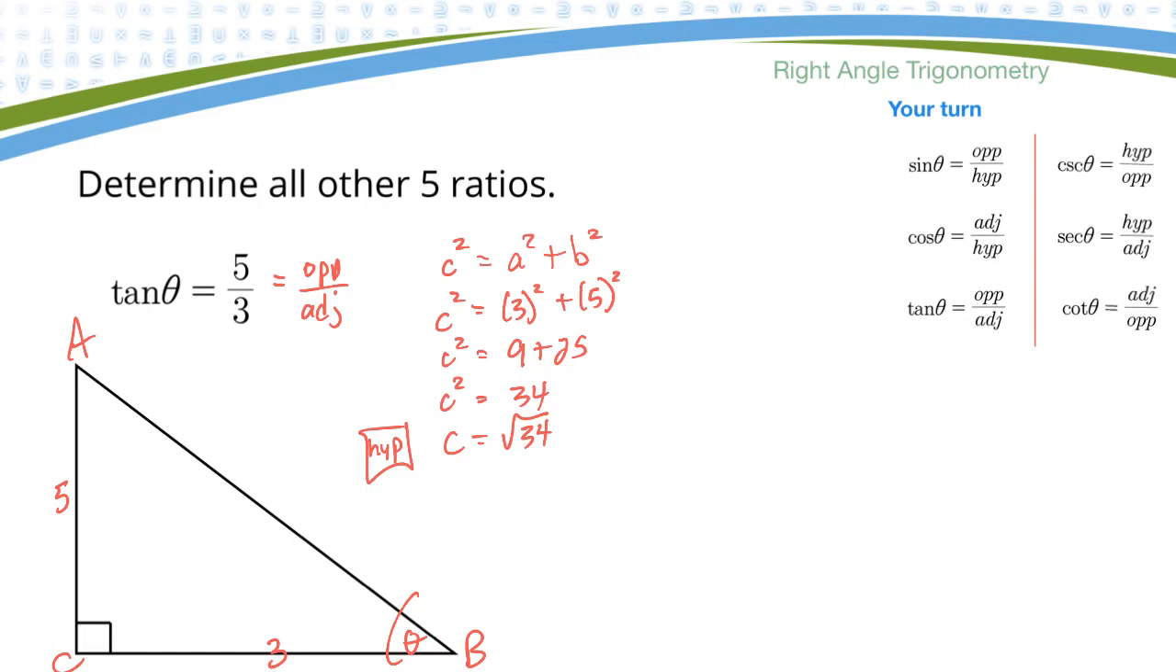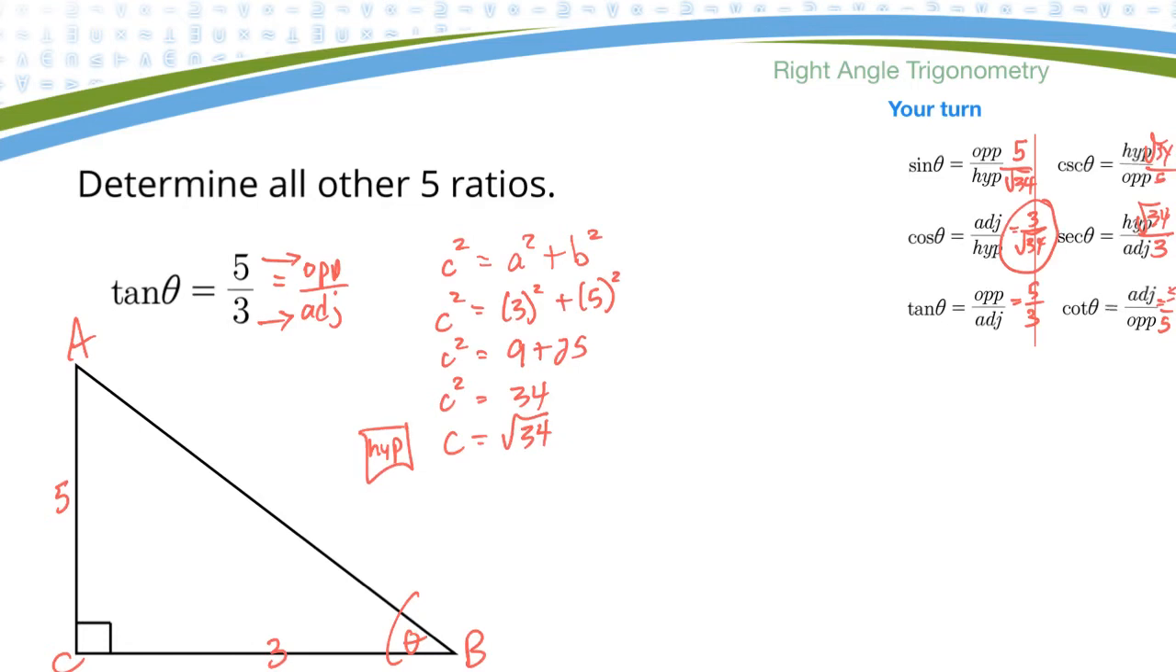So over here, everywhere I see opposite, I can put a 5. Adjacent is 3. And the hypotenuse, we just figured out to be root 34. You'll have to rationalize that one. Adjacent over hypotenuse is 3 over root 34. Tangent, I already have that one. Cotangent will just be the flip, so it'll be 3 over 5. Sorry, that's way off to the side. Secant and cosecant, you can look up what the hypotenuse and adjacent are, but you can also just say, well, it's a reciprocal of that. Root 34 over 3, or root 34 over 5.